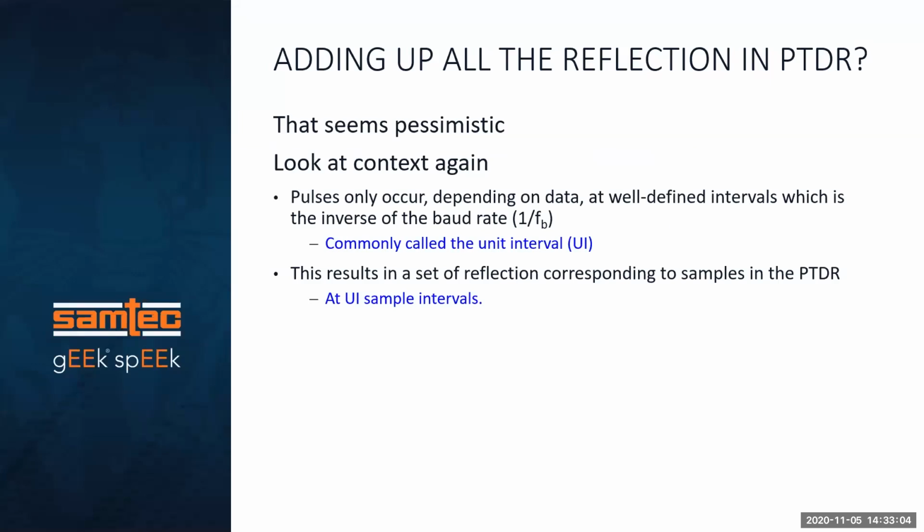So we can add up all the reflections, and I was going to do all this. This is what we originally tried to do for COM, and it gave you a reasonable answer, but it always seemed pessimistic to add up the worst of the worst of the worst of the worst. So let's look at the context again. We do know that these are well-defined intervals. So at one point, you can only get so much reflection.